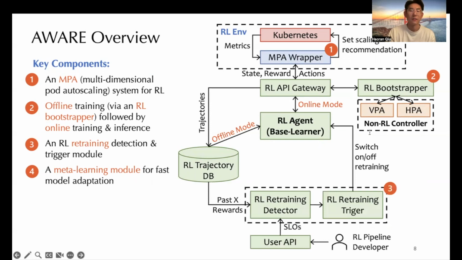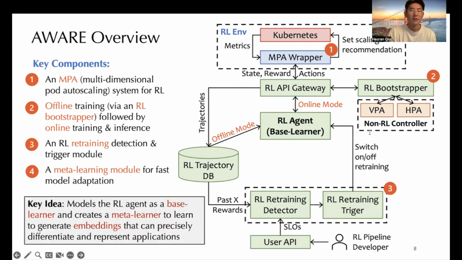And next, we have the IO retraining detection and trigger module, which continuously monitors recent rewards and switches between the policy training and policy serving modes based on the user-specified objectives. And lastly, we have a meta-learning module for fast model adaptation. The key idea here is to model the IO agent as a base learner and create a meta-learner to learn to generate embeddings that can precisely differentiate and represent each individual application.